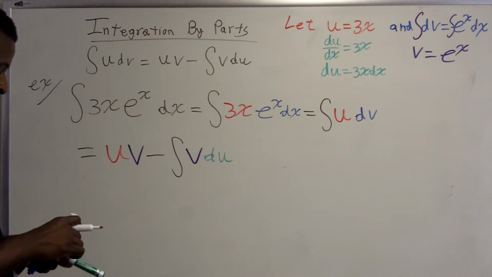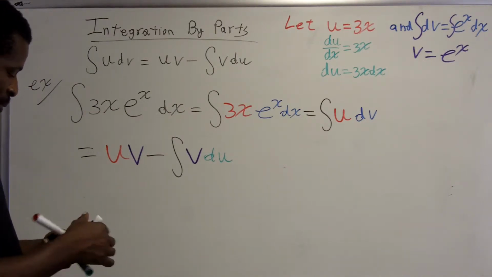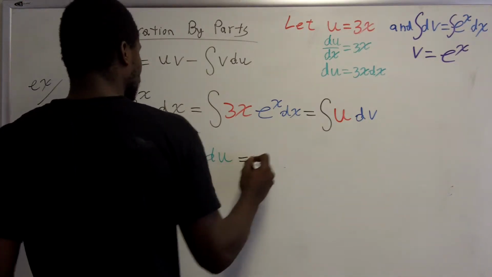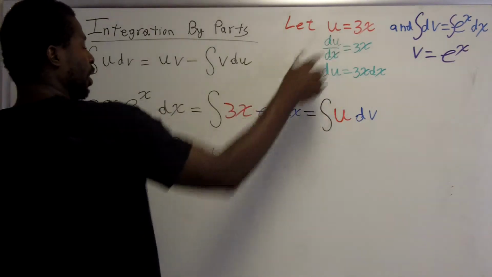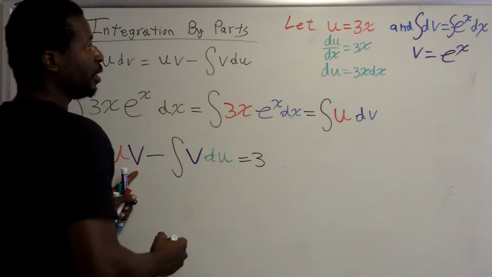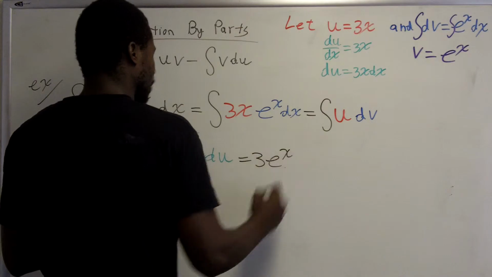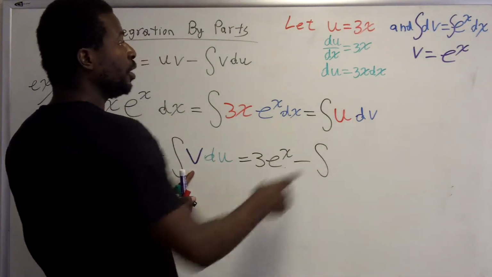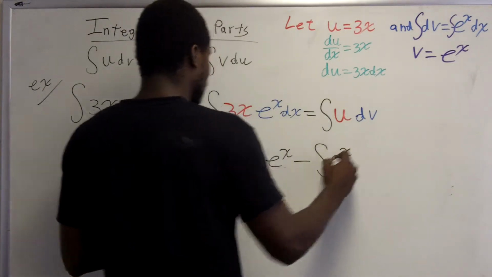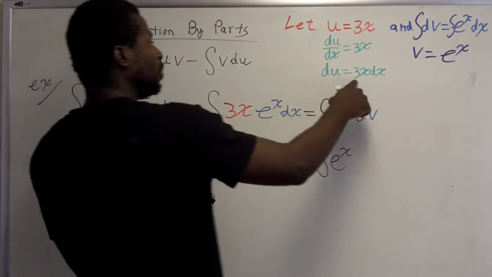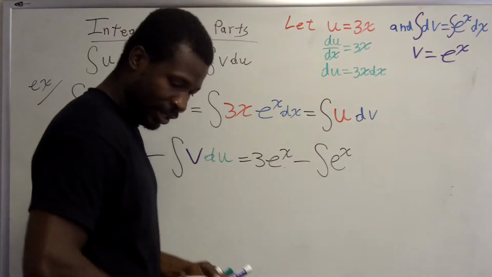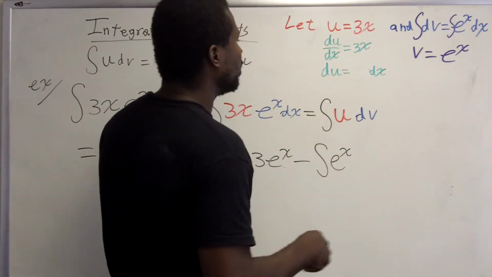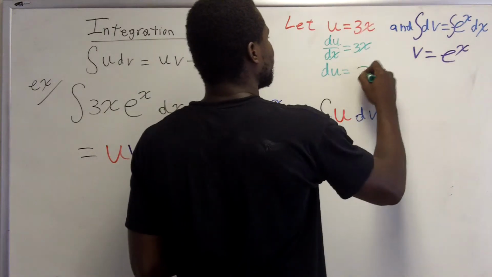So let's go ahead and plug everything back in. That means that this is equal to u, which is 3x, times v, which is e to the x, minus the integral of v, which is e to the x once again, times du. Well, du actually is not 3x dx. Du is actually 3 dx, not 3x dx. It's just 3 dx.